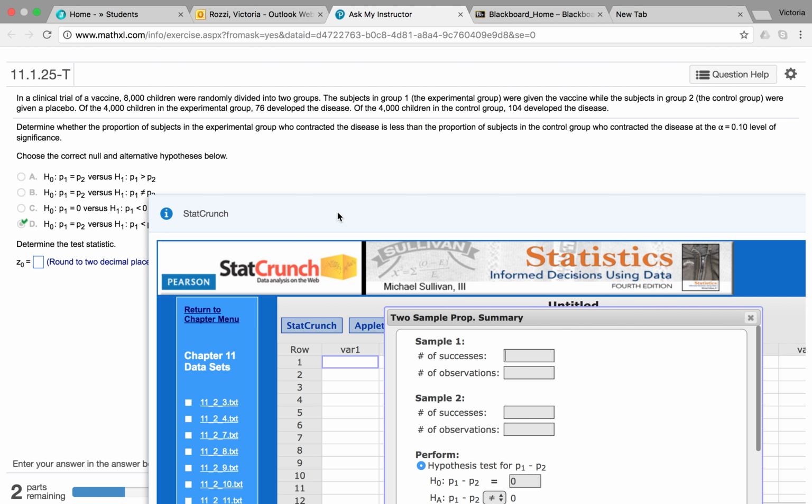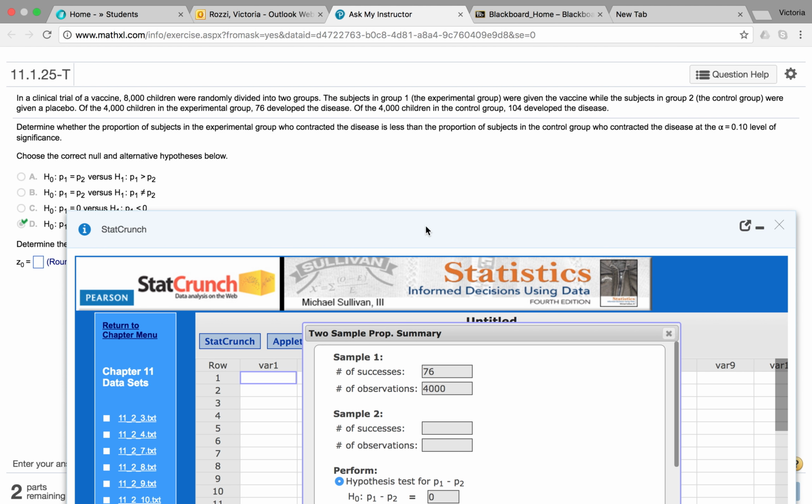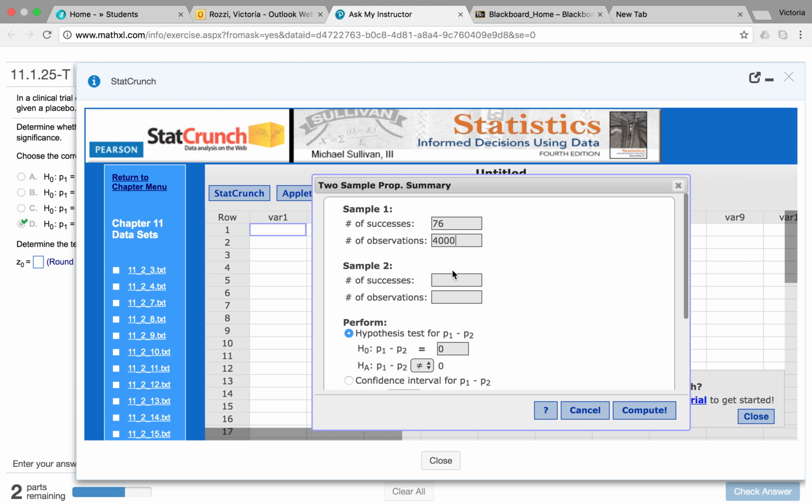So I'm going to put 76 successes, even though developing the disease is not a success, but you don't want to think of it in those terms. You want to think about how many displayed this trait out of 4,000. And then for the control group, it's 104 developed the disease. So we have 104 developed disease out of 4,000.